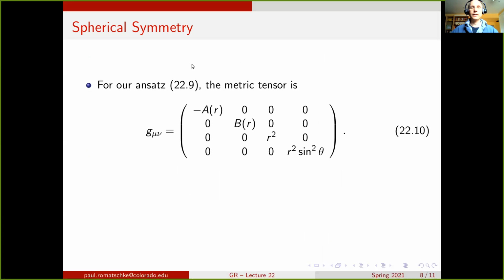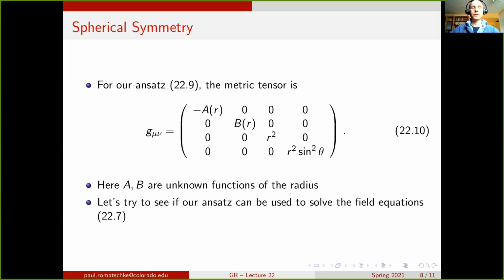Writing it out explicitly, this is the form of the metric tensor for our ansatz. It is diagonal, has these two unknown functions a and b, and the solid angle part is the same as for Minkowski space. So using this ansatz for the metric tensor, we can now plug this into the field equations R_mu_nu is 0 and see if we find a solution for some choices of these two functions a and b.